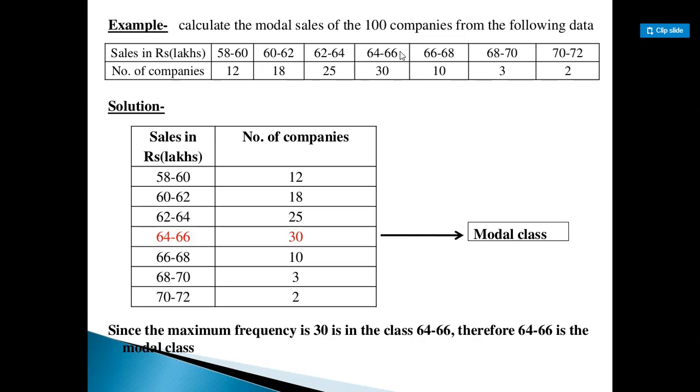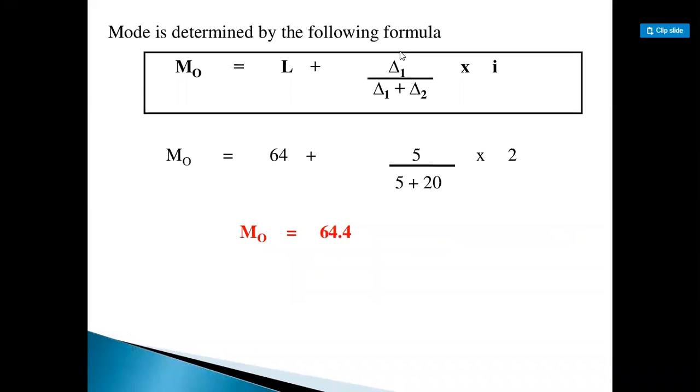The previous example was for the individual series. This is for the class interval. If the class interval is given, again we have to find out with the first formula, that is the observation. So we have to find out that 30 is the largest figure in this company, and under the observation we can find out this is the modal class. Now, you can use the following formula to determine the mode.